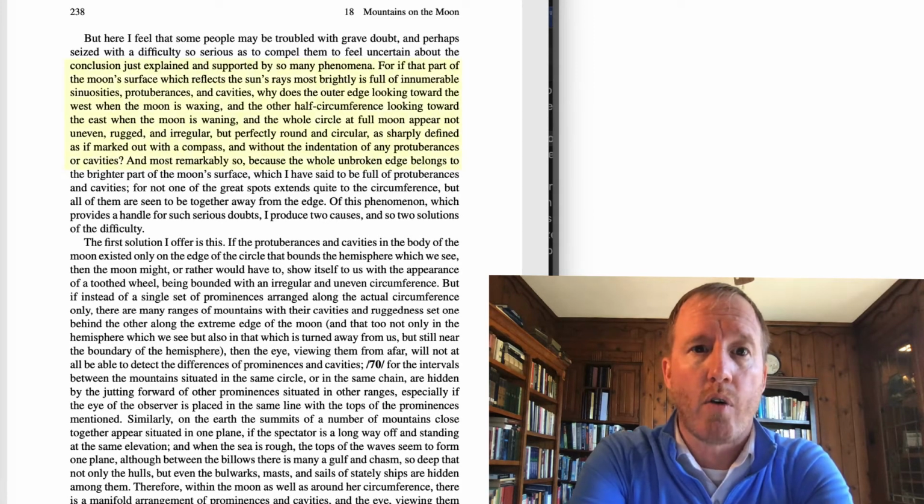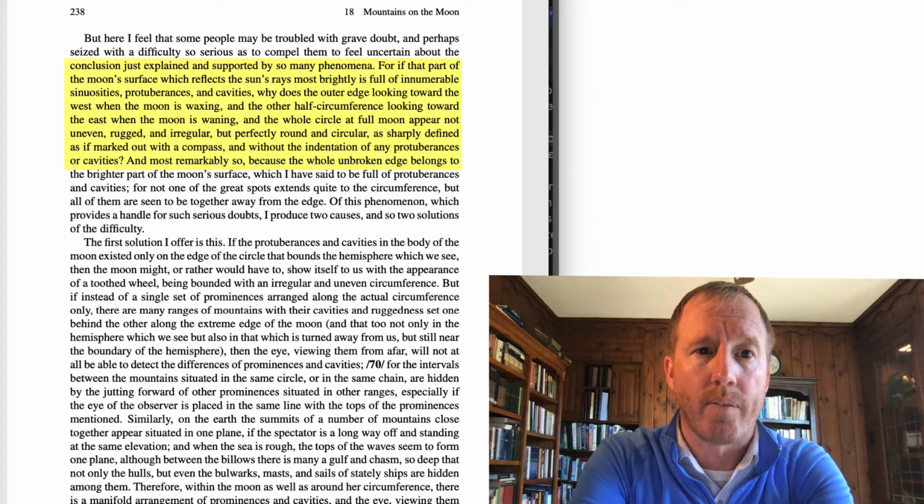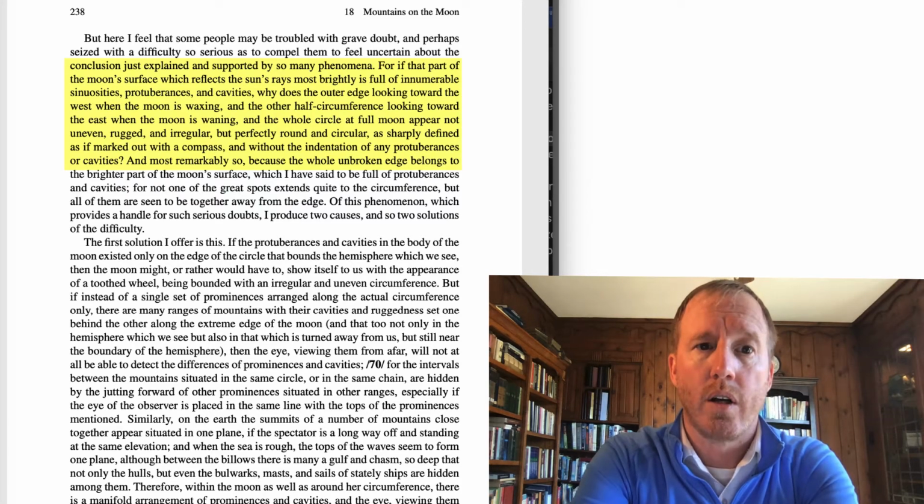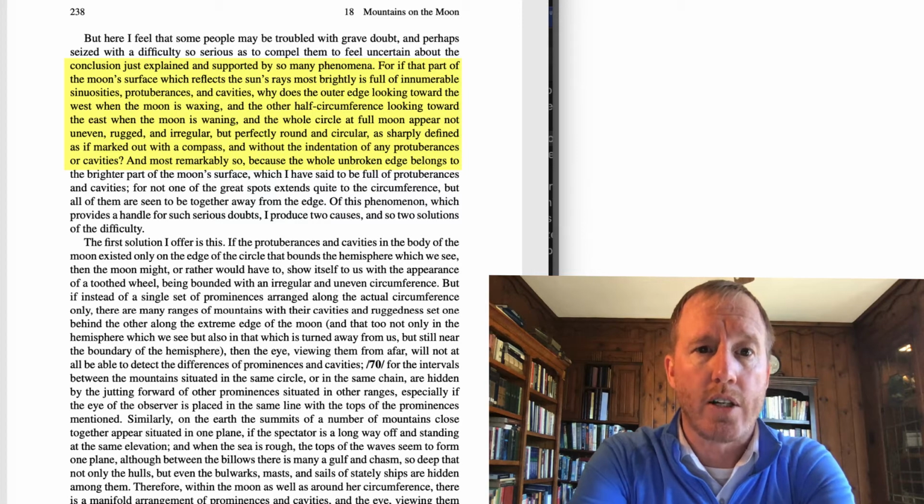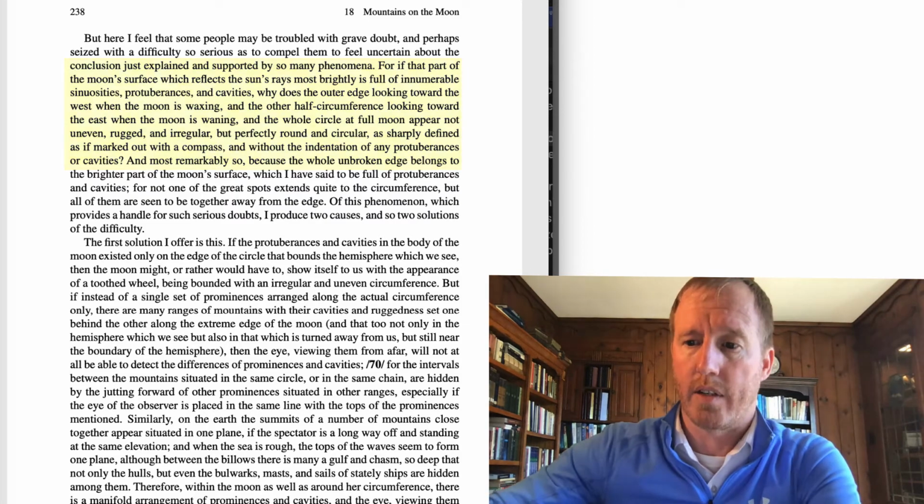He says, for if that part of the moon's surface which reflects the sun rays most brightly is full of innumerable sinuosities, protuberances, and cavities, why does the outer edge looking toward the west when the moon is waxing, and the other half circumference looking toward the east when the moon is waning, and the whole circle at full moon appear not uneven, rugged, and irregular, but perfectly round and circular, as sharply defined as if marked out with a compass, and without the indentation of any protuberances or cavities?